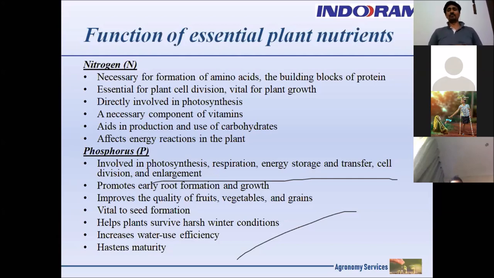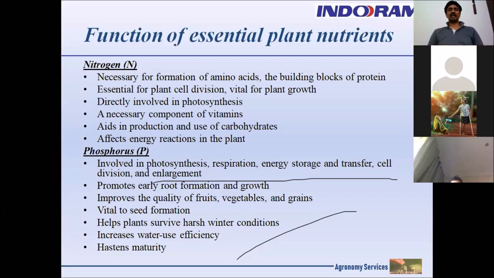It is directly involved in photosynthesis, and aids in the production and use of carbohydrates after energy reduction in the plant. But one thing is very important here I want to share with you. It is related to orchard crops. The C:N ratio, carbon nitrogen ratio, is really crucial for ensuring fruit bearing. If the C:N ratio is higher, then there is a higher chance that the plant is going to bear fruit. If the C:N ratio is lower, meaning nitrogen is higher and carbon is lower, then the chance of bearing fruit is less. There will be continuous vegetative growth. So while designing or applying nitrogen, you need to maintain the proper C:N ratio.